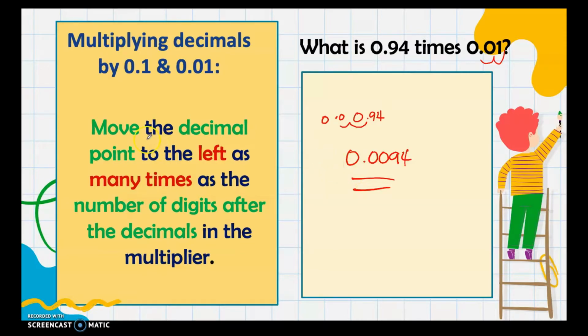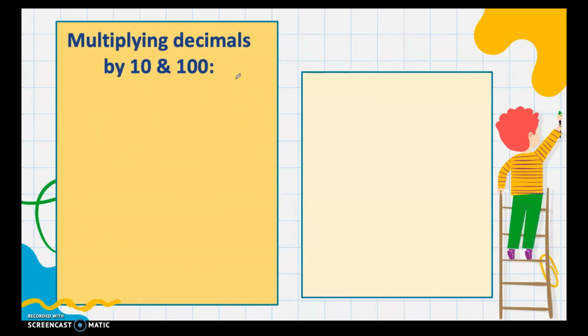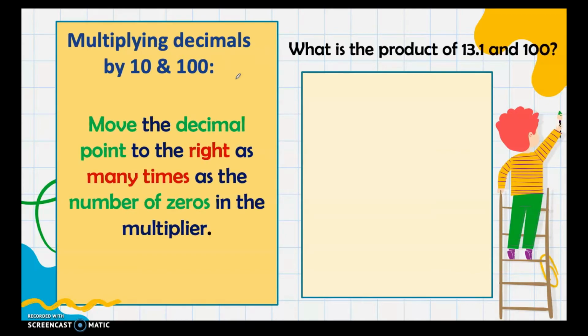All we need is to move the decimal point to the left as many times as the number of digits after the decimal point in the multiplier. That is, if the given other factor is 0.1, 0.01, 0.001, and so on. And if the other factor is multiplied by 10 or 100 or 1000, all you need is to move the decimal point of the multiplicand, which is the 13.1. We have here the product of 13.1 and 100.